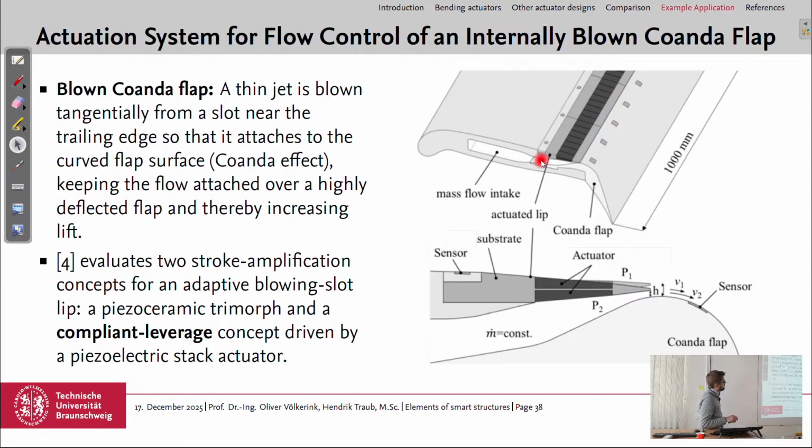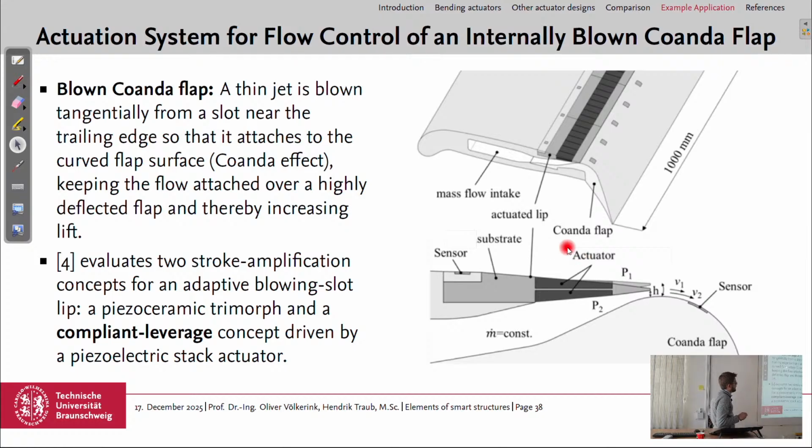Here we have the trailing edge of an aircraft wing, and it uses a Coanda flap. It is a highly deflected flap, and if you only have a passive system, then the flow would not stick to the flap till the end of the flap. It would detach earlier. And what you can do is have a system which blows out air here, and with this new energy, new impulse in the boundary layer, it would stick longer to the flap, and therefore you can increase lift with this Coanda flap.